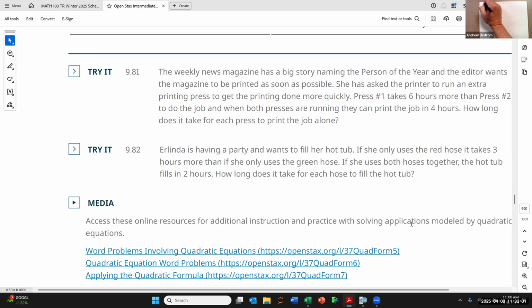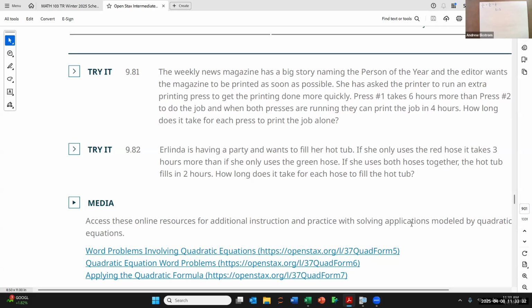So again, I know that you can't see what I'm writing just yet. But it's 1 over T1 plus 1 over T2 equals 1 over T total. This is saying that if she uses both of them together, it takes 2 hours. So this is telling me that T total is equal to 2.